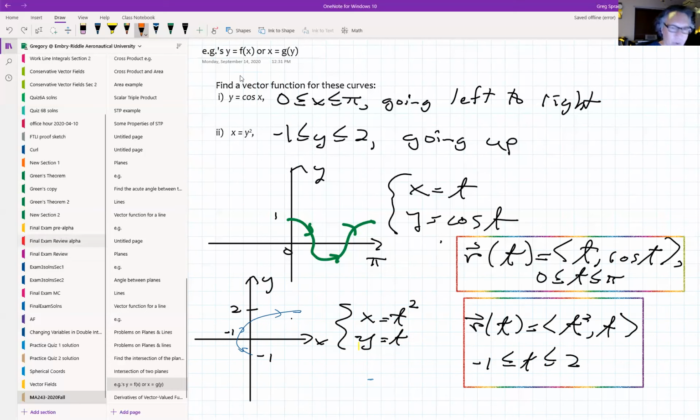Now, why would you want to do this? In each example, I took a perfectly simple curve and I wrote it using a vector function, and it seems to make it more complicated. The reason for that is, suppose I knew how to do something for curves defined by vector functions, such as find their arc length or integrate a function along such a curve. And I had to do something like that for one of these curves.